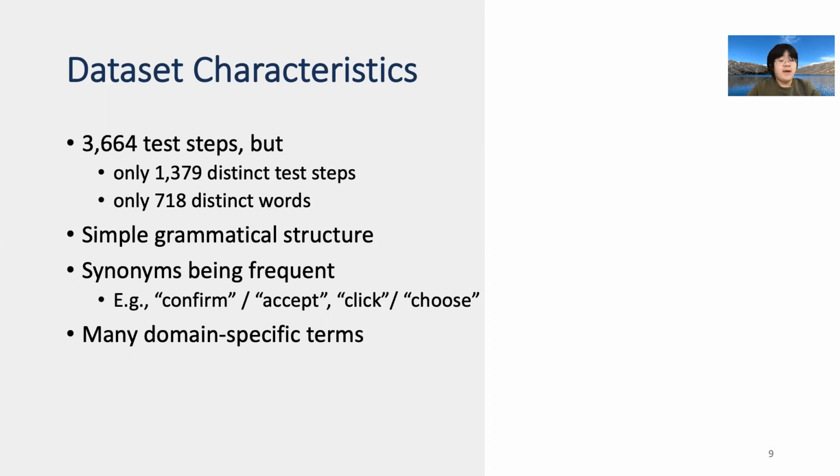Moreover, the grammatical structure is simple. These describing sentences are short, typically having only 3 to 5 words, and they are mainly in user plus verb plus object form to describe an explicit user action. Furthermore, synonyms are frequent, such as confirm and accept, click and choose. Finally, there are many domain-specific terms.